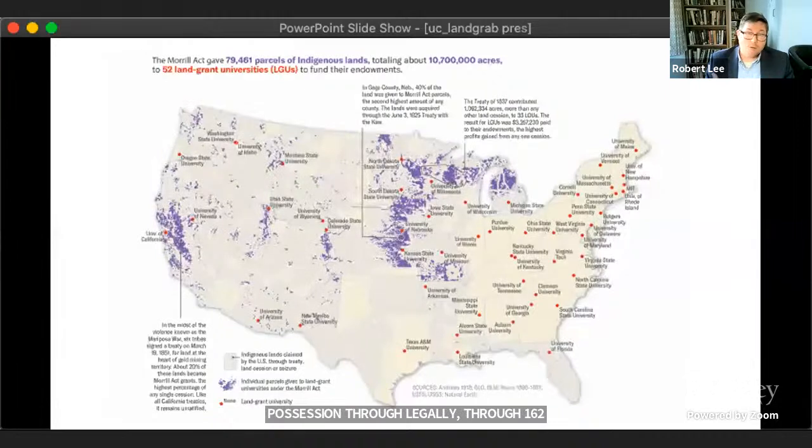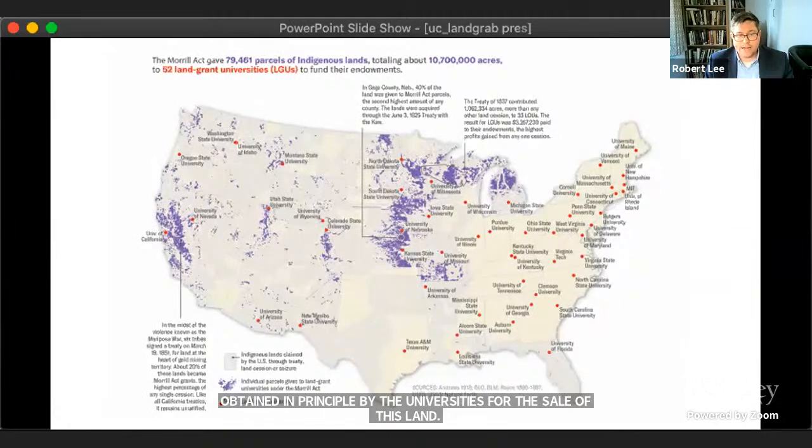And when you look at how much was paid for this land versus how much was obtained in principle by the universities for the sale of this land, roughly $400,000 was paid by the United States to extinguish indigenous title.